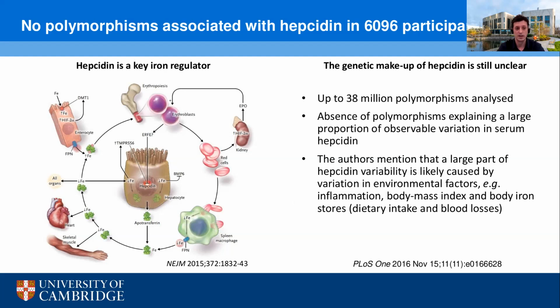And the researchers who made this study mentioned that possibly this is because hepcidin may vary more in response to environmental factors rather than genetic ones. But we still don't know much. It's likely that there are some genetic polymorphisms associated with hepcidin. We still don't know which ones.